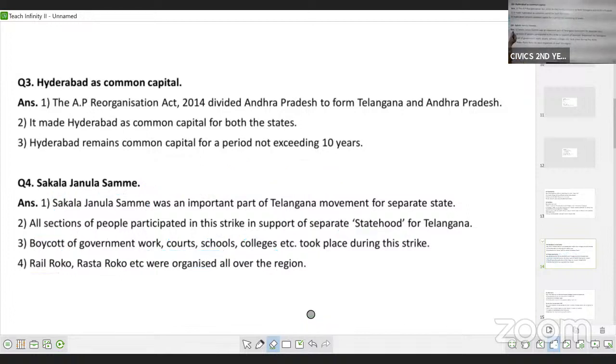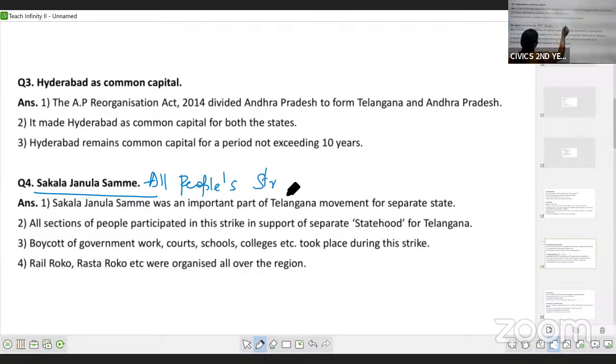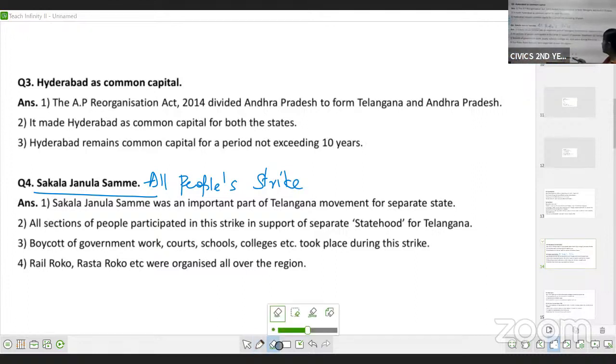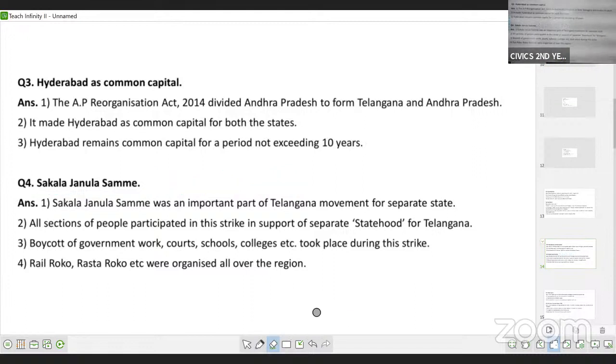So, a simple and important question, Sakala Janula Samme. In simple words, it is all people's strike. That means people from all the sections of the society participated in the strike to support the Telangana movement. I hope I am clear with this question. Sakala Janula Samme, important question. Mulki rule, repeated questions.